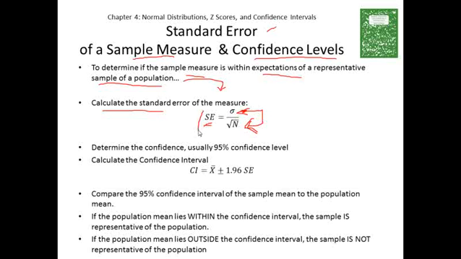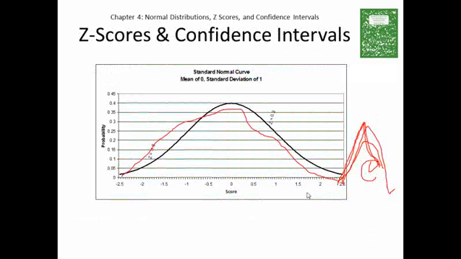After we have calculated our standard error of a measure here, using this simple formula, we then determine the confidence we wish to use. We usually will use the 95% confidence level. So we're going to go ahead and assume we're using the 95% confidence level. We can calculate the confidence interval to be that measurement we have of our sample, so this is our sample average, x bar, plus or minus 1.96 standard errors. Where did that 1.96 come from?